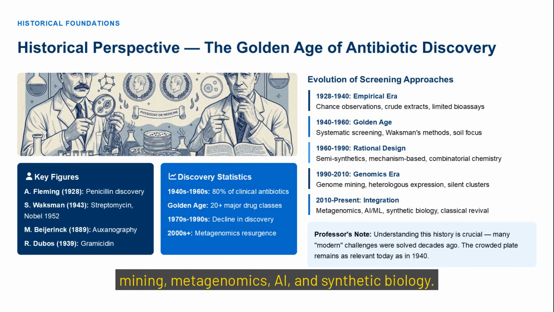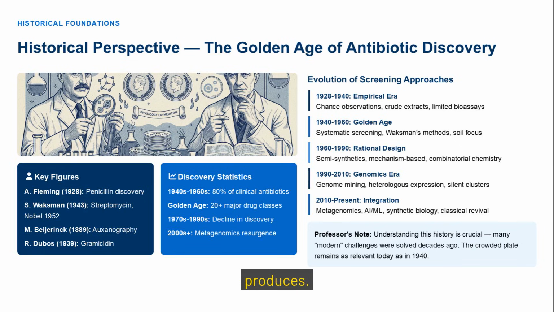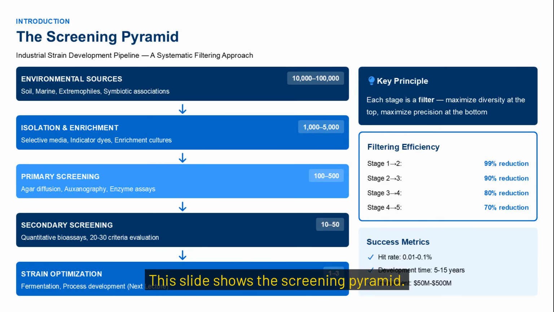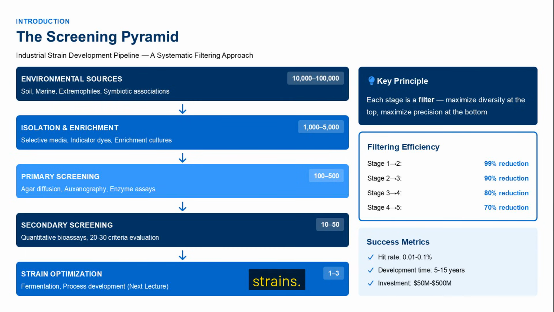This slide shows the screening pyramid. We start with thousands of environmental samples. After isolation and enrichment, we reduce them to hundreds. Primary screening further reduces them to dozens. Secondary screening narrows it down to a few promising strains. Finally, only 1 to 3 strains are selected for industrial development. Screening is like filtering gold from sand, step by step.